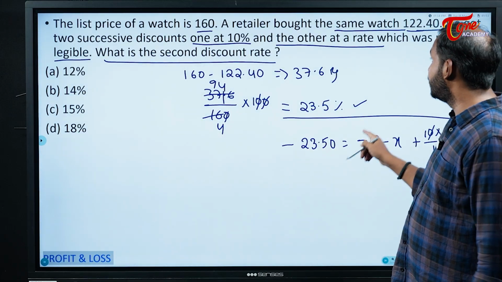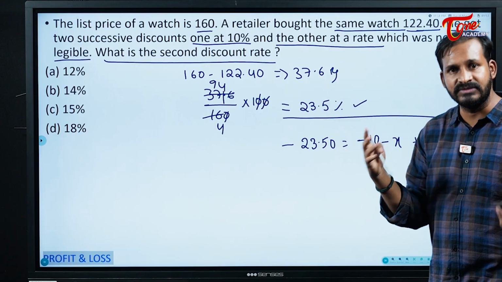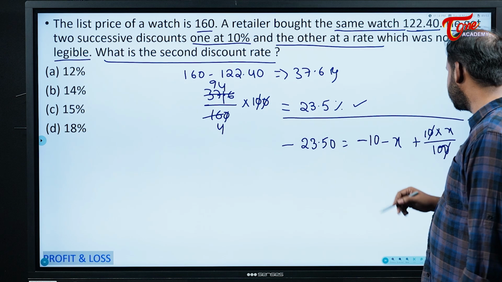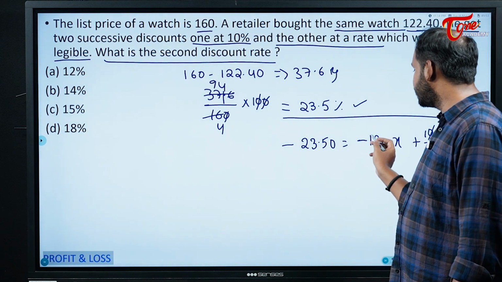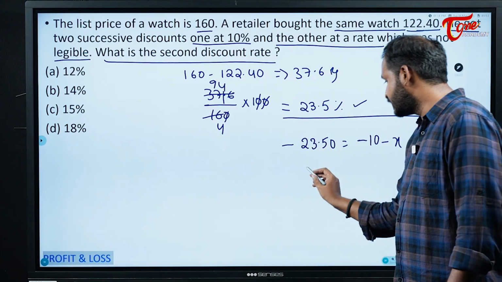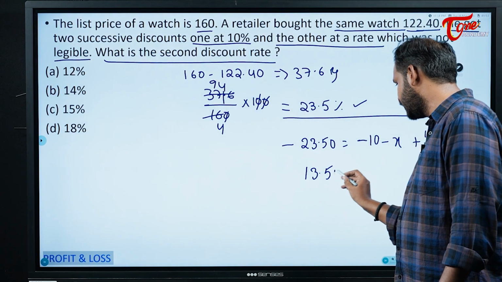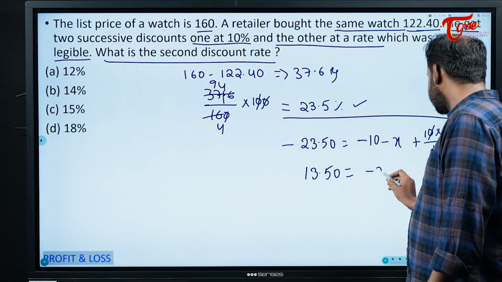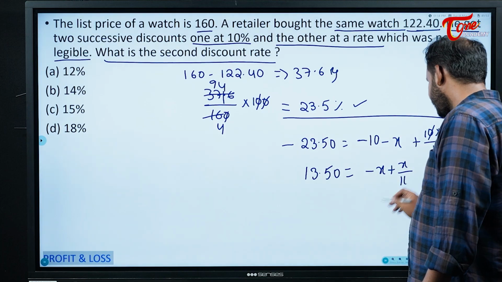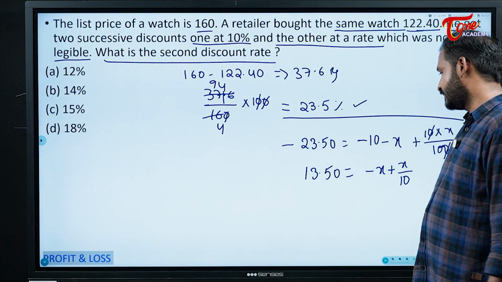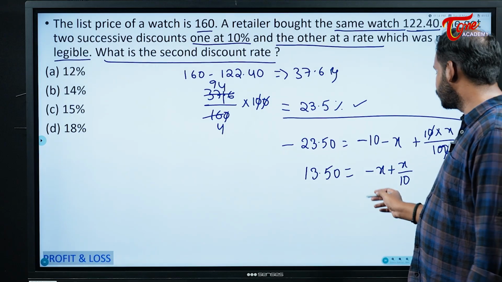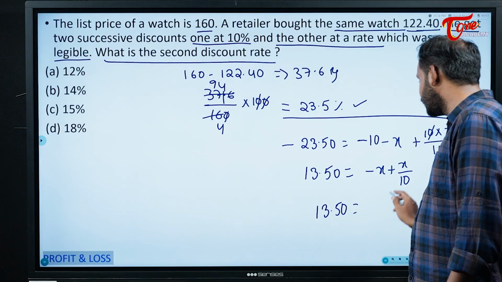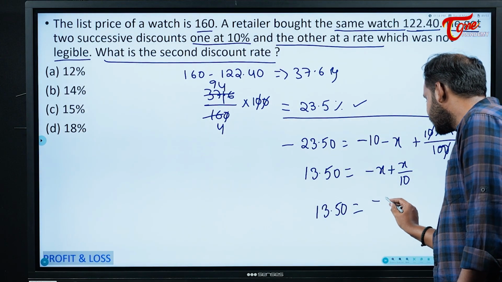Two values got decreased by 10% and some x percent. We don't know what that x is. We are calculating that x here. So minus 23.50 is equal to minus 10 minus x plus 10 into x by 100. When I send this minus 10 to that side, it will become plus 10. So this will become 13.50 is equal to minus x plus x by 10. If you solve this one, what will you get? 13.50 is equal to minus 9x by 10.